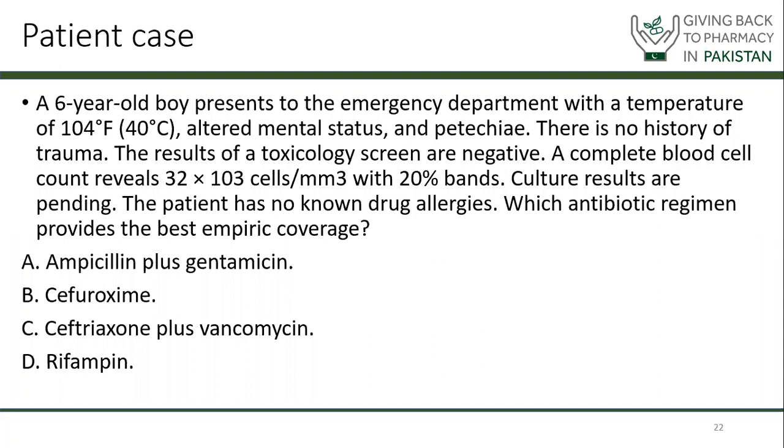Ceftriaxone plus vancomycin. Because he is a 6-year-old boy, he might have a community acquired infection, or he has altered mental status with fever. The best drug of choice for empiric treatment for this patient is ceftriaxone plus vancomycin. Why are we not giving ampicillin plus gentamicin?